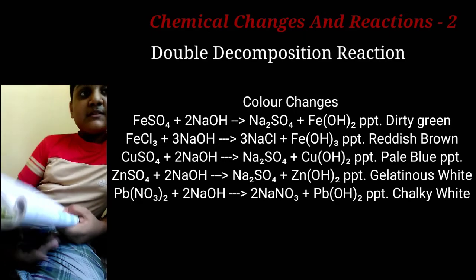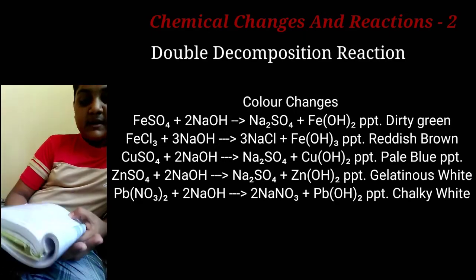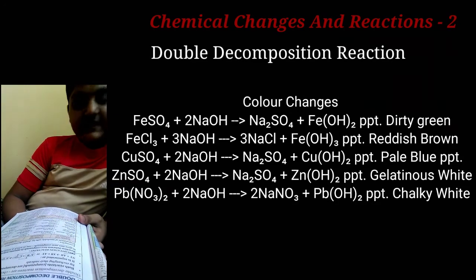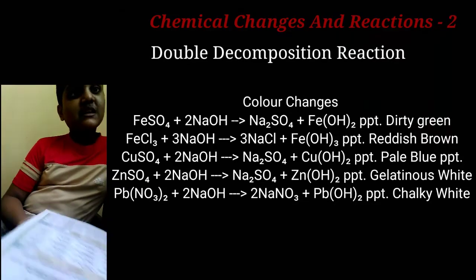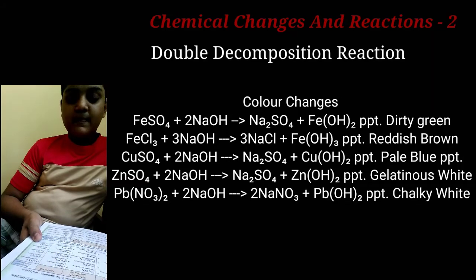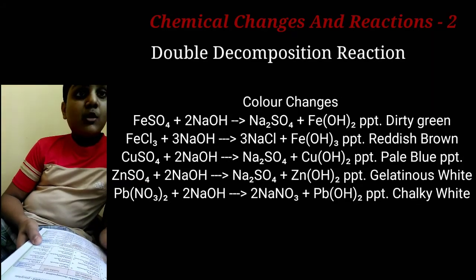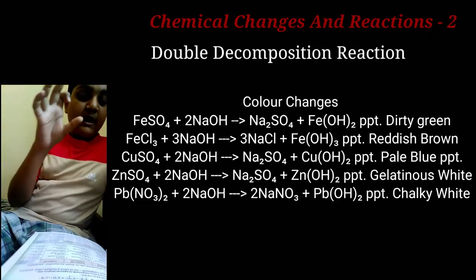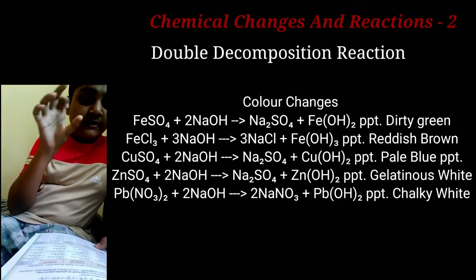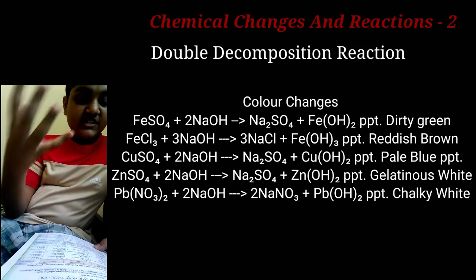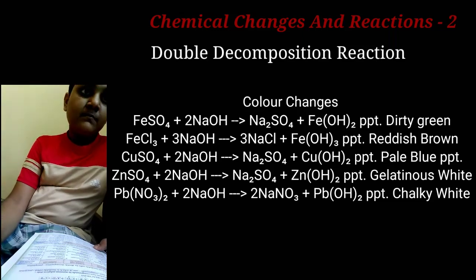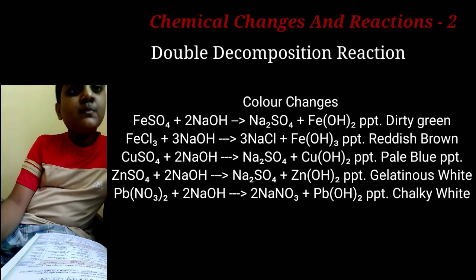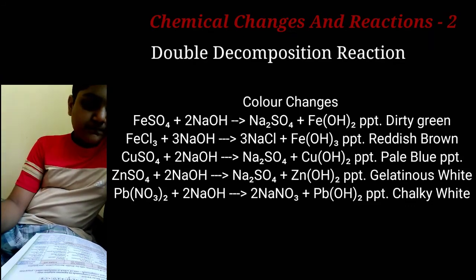Now we have Fe3+, iron 3. So we make FeCl3 plus 3 NaOH gives 3 NaCl plus Fe(OH)3. It is denoted by a reddish brown precipitate. For example, write the observation for this reaction: iron 3 chloride is made to react with sodium hydroxide. What is the precipitate? Fe(OH)3. So the answer is a reddish brown precipitate is formed.